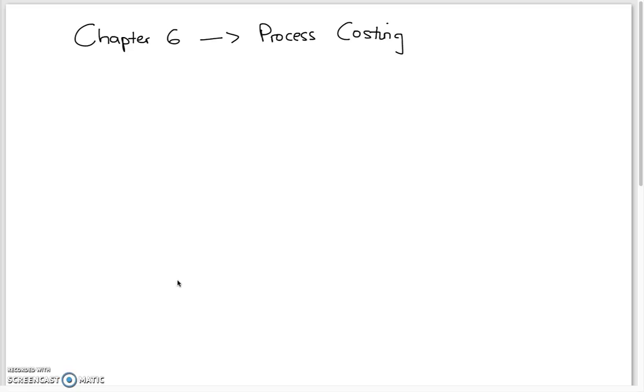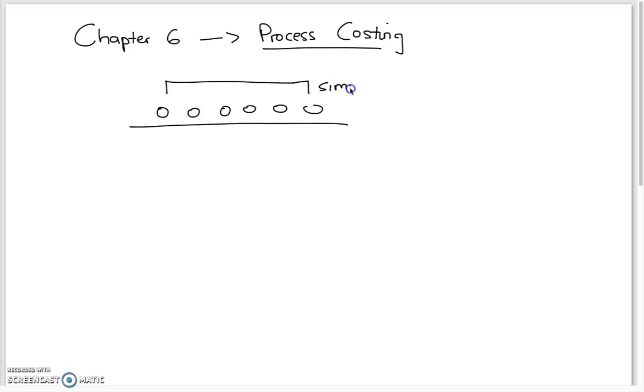Today I'm going to be talking about chapter number 6, which is process costing. Process costing is completely different to what we have done in job order costing because it deals with assembly line products that are standardized and have the same features. So we have like products coming off an assembly line. And what we know about assembly line products is they are all similar. They are similar in features as well as their costs, essentially your direct material, your direct labor, and your manufacturing overhead. All of these are the same.